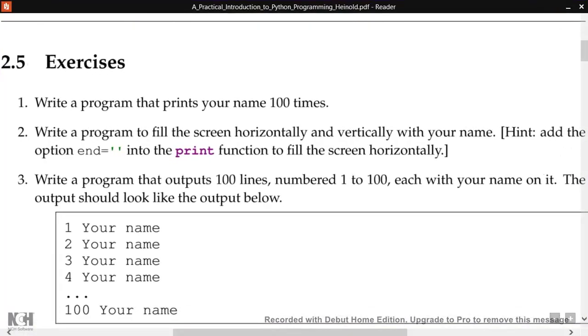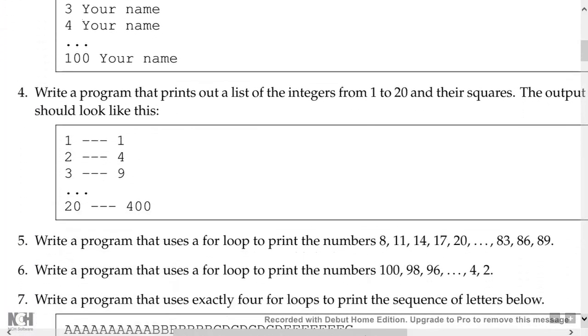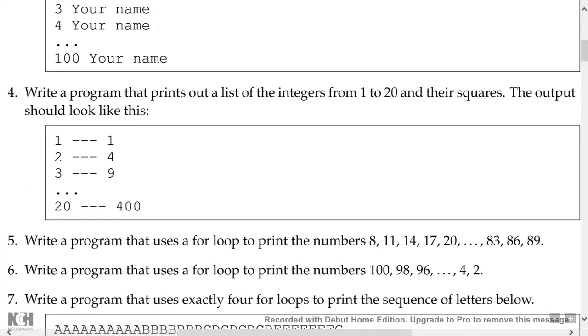Right now I'm working on the fourth exercise on loops, which is this one here. There's absolutely nothing hard if you ask me in regards to this exercise, but again, I totally understand if you find that 180 degrees away from what I'm saying. So we have to write a program that prints out a list of the integers from 1 to 20 and their squares. The output should look something like that.